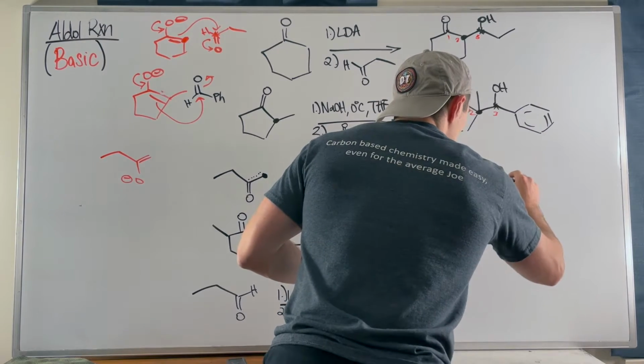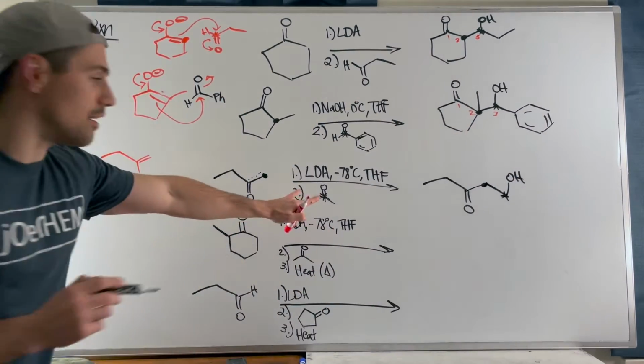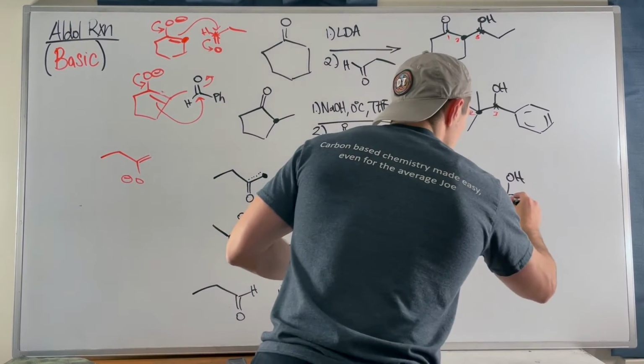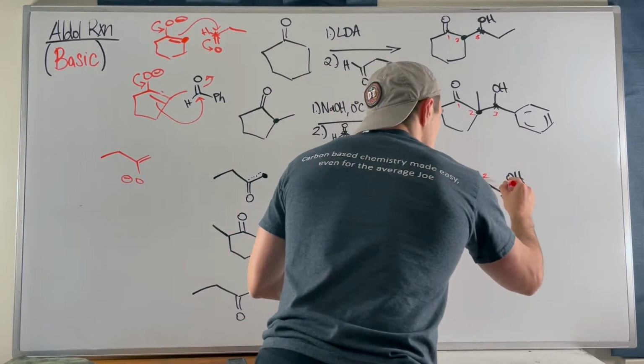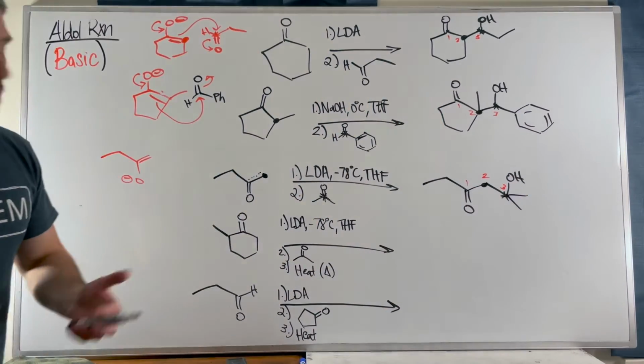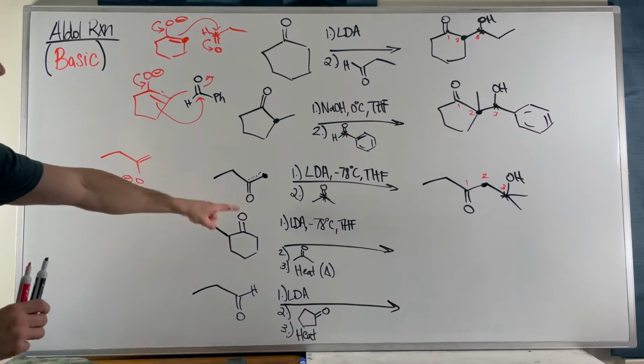I know I'm going to have an OH. And then off the asterisk, I have 2 methyl groups. So methyl group, methyl group. And there's my product. You want to double check? 1, 2, 3. 1,3-hydroxycarbonyl.